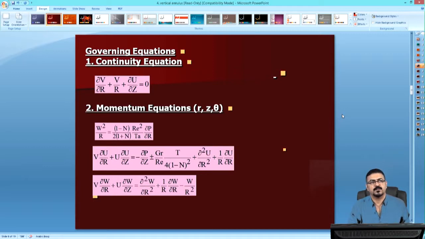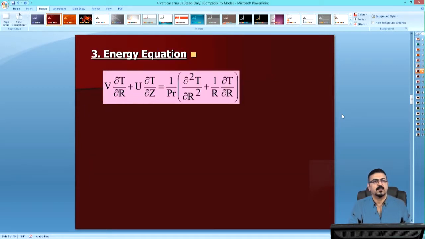Governing equations. Equation 1 is the continuity equation. Equations 2, 3, and 4 are the momentum equations in r, z, theta direction respectively, and the energy equation.